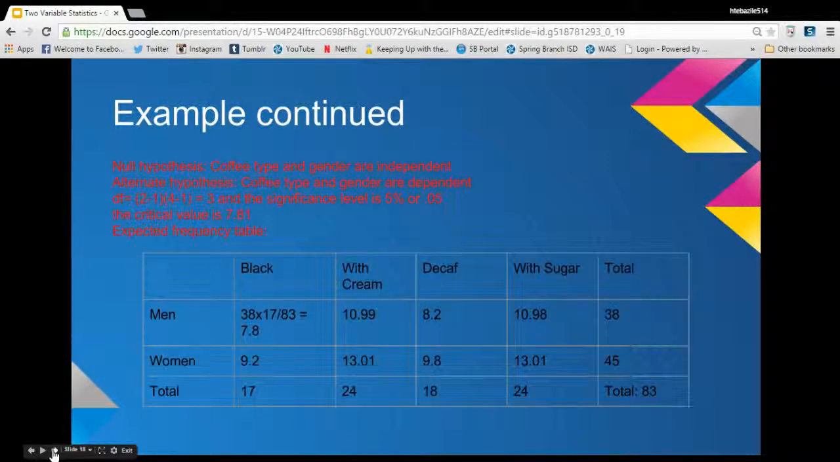Here's the example continued. Null hypothesis: coffee type and gender are independent. Alternate hypothesis: coffee type and gender are dependent. The degree of freedom is (2 minus 1) times (4 minus 1), which is 3, and the significance level is 5% or 0.05. The critical value is 7.81, and here are the results from the expected frequency table.